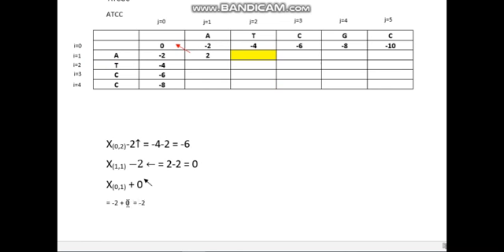So now we're going to do the same thing. The highest value over here, among minus 6, 0 and minus 2, would be 0. So we will put 0 over here, and the arrow that we'll put is this arrow, because that is where the value came from.